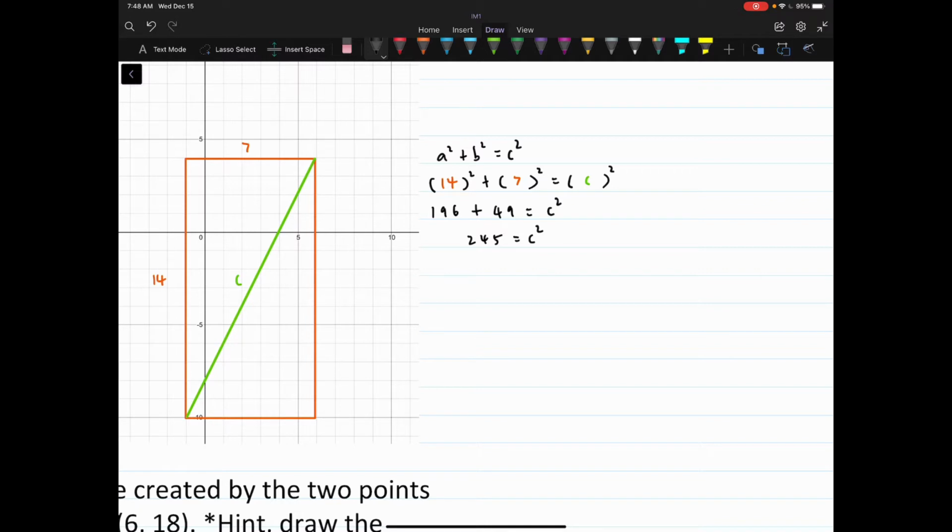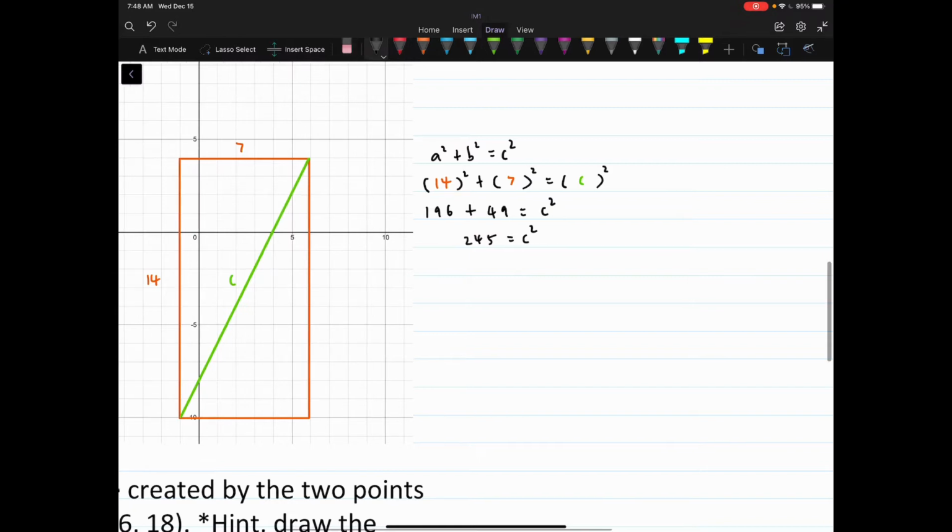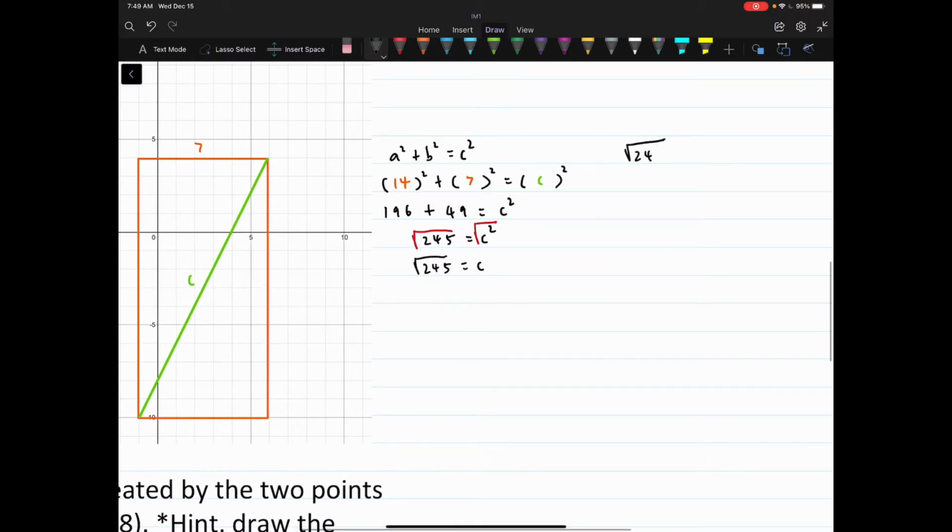And then from here, what I'm going to have to do is take the square root of both sides to see if I can simplify it. So now my new simplified form is going to be square root of 245 is equal to c, because the square root of c squared is just c, because the square root cancels that square. So now we're going to have to simplify this square root of 245. So I'm going to just bring it over here.